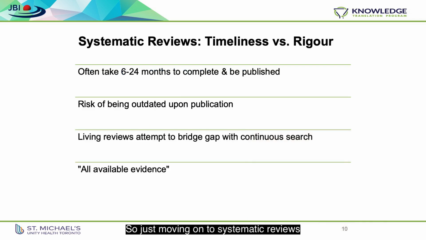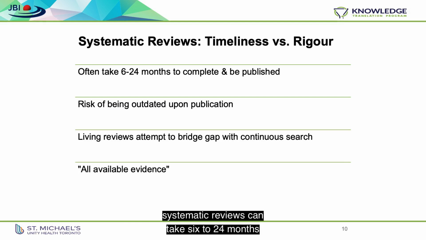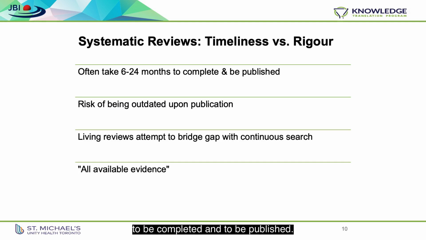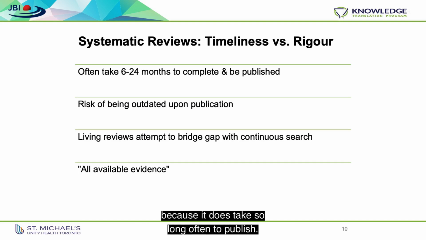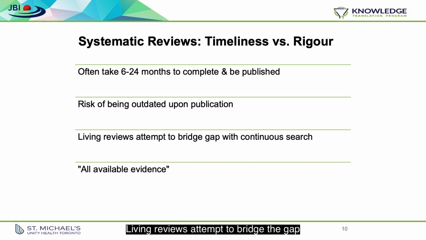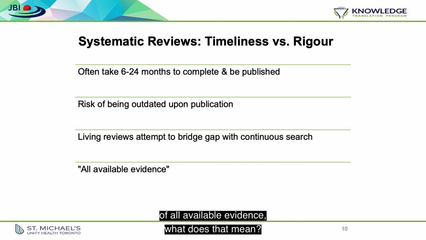So just moving on to systematic reviews and some considerations. We think of timeliness and rigor. Systematic reviews can take 6 to 24 months to be completed and published. They risk being outdated on publication because it does often take so long to publish. Living reviews attempt to bridge the gap with continuous searching. And the idea of all available evidence, what does that mean?